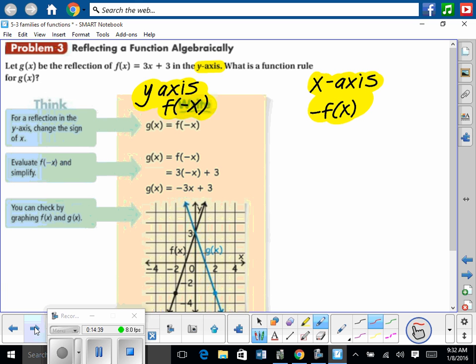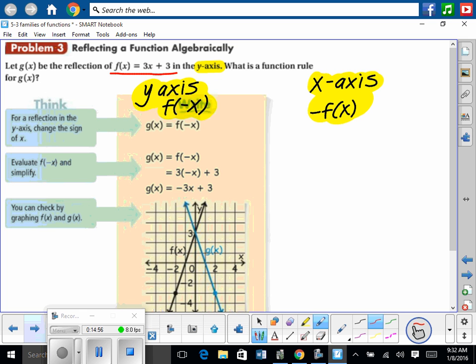So, for this first example, it says, let g of x be the reflection of f of x is equal to 3x plus 3 in the y-axis. So we're taking this function and we're flipping it over the y-axis. It says, what's the function rule for g of x? Meaning, what's the equation for g of x? So you can find that.